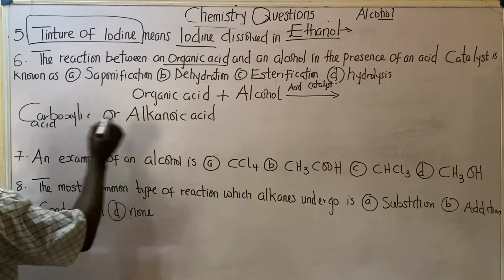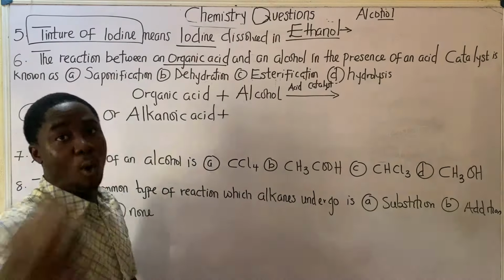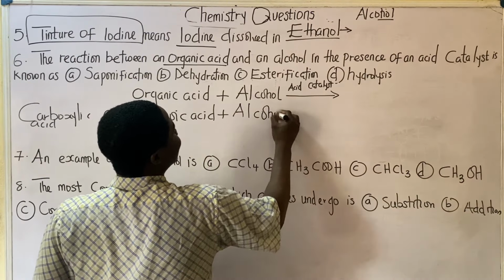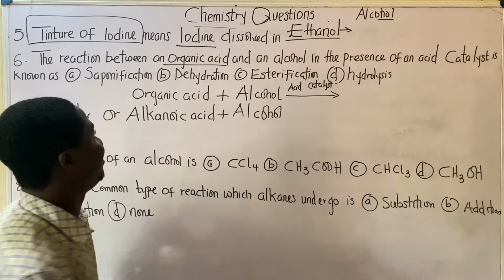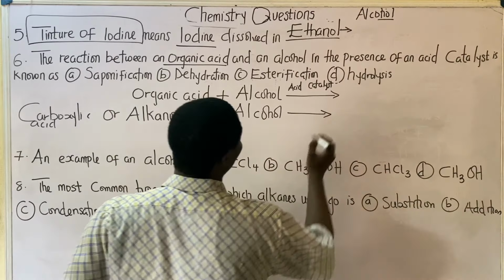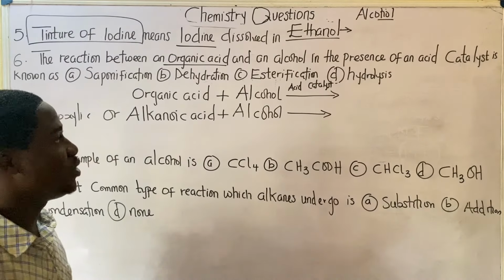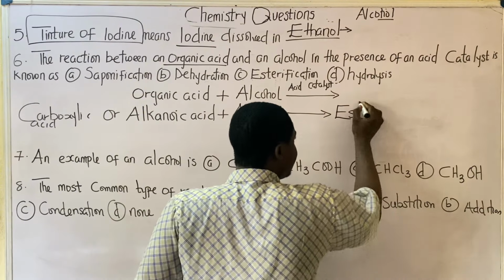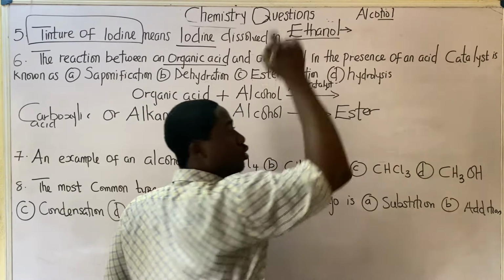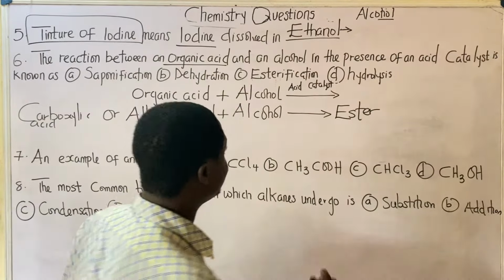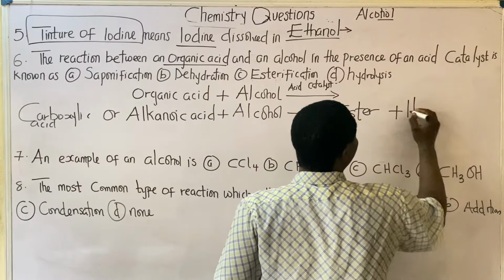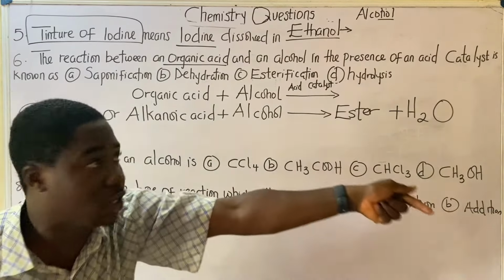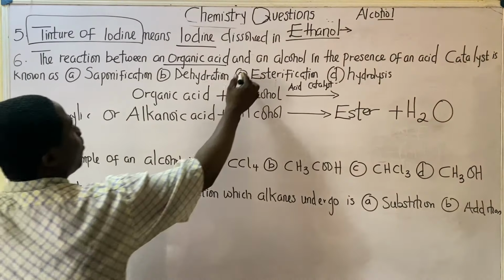So these are reacting with alcohols. Okay, so what happens? Very easy. What do we get? It's simple. The reaction between alkanoic acid and alcohol gives rise to something called esters. Not just ester, we also get water. Do you understand? So the formation of ester is called esterification. So the answer to this question is option C.